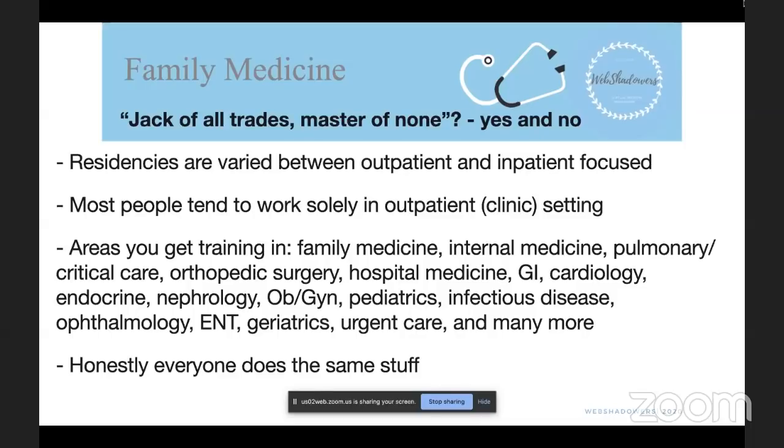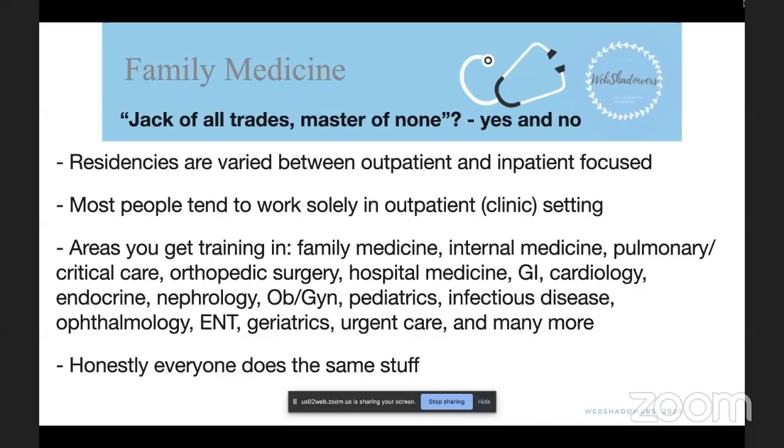And this last line where it says, honestly, everyone does the same stuff. You know, people go into family medicine or any specialty thinking, I have an idea of what this is going to be, and this is why I want to do that specialty or why I don't want to. For example, someone says, oh, I want to become a general surgeon or an orthopedic surgeon because I don't want to deal with people's chronic conditions and managing their diabetes and their hypertension. And that's totally fine. I get that.